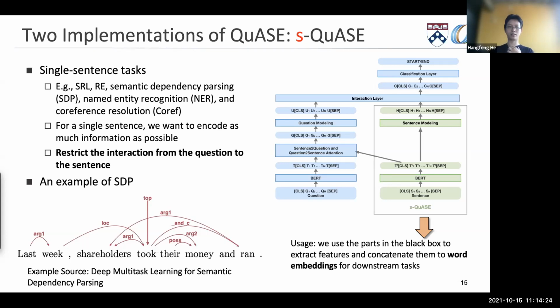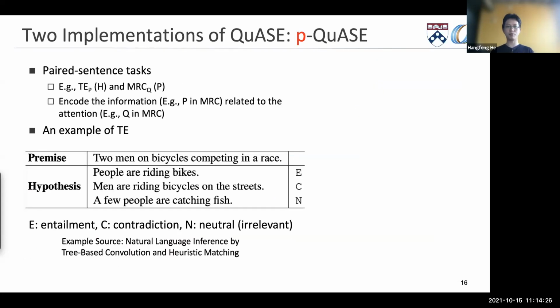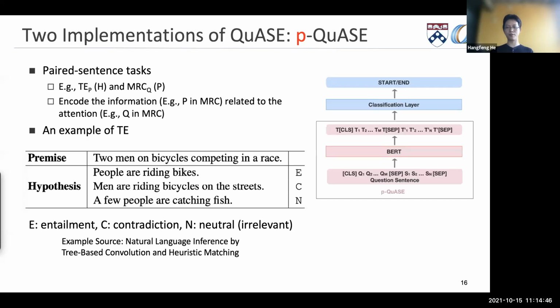for downstream tasks. Another implementation of QUIZ is pQuiz for paired sentence tasks such as text entailment. For instance, given a premise, to know whether a hypothesis can be entailed or not, such as people are riding bikes, we only need to know the information in the hypothesis that is relevant to the premise. In this way, we directly use BERT pre-trained on QA as pQuiz.